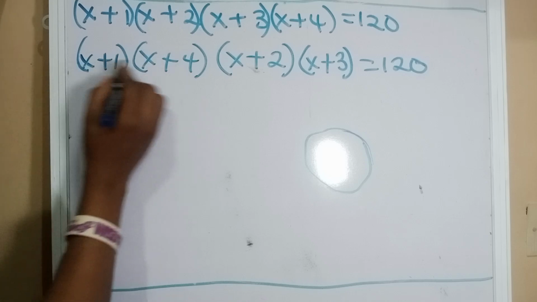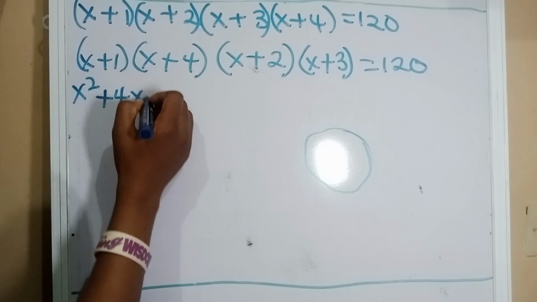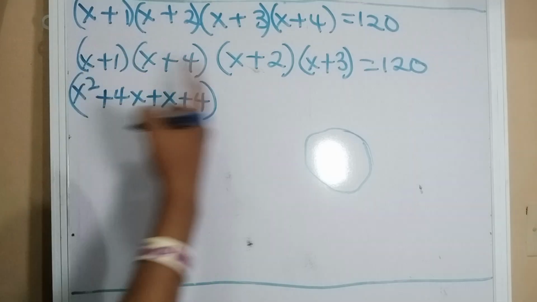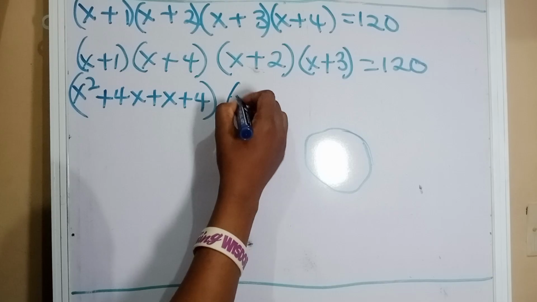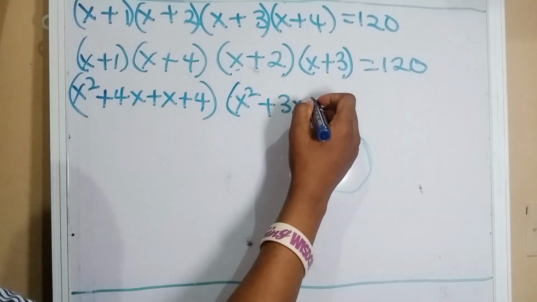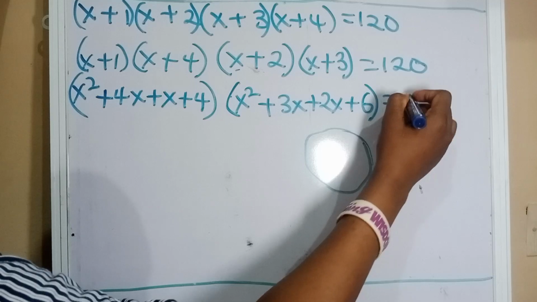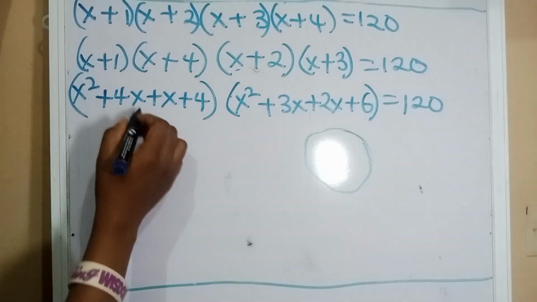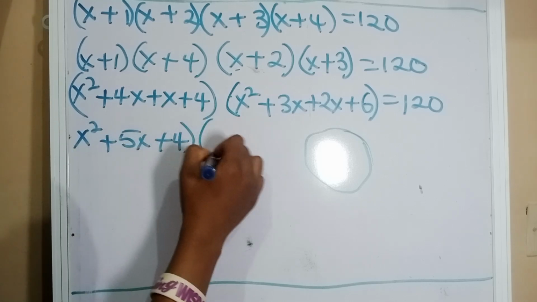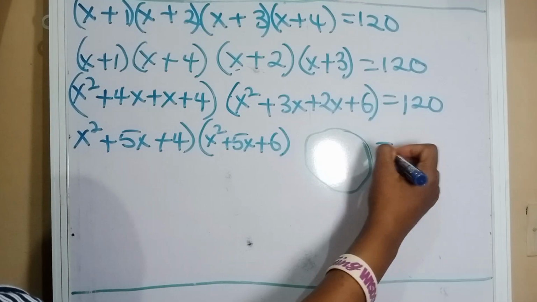So when we open the bracket, x times x squared, x times this, 4x, 1 times x, 1 times 4, 4. Then we open this one, x times x squared, x times this, 3x, x times this, 2x, 2 times 3, 6, equal to 120. So solving this, we have x squared plus 5x plus 4, and here we have x squared plus 5x plus 6 equal to 120.